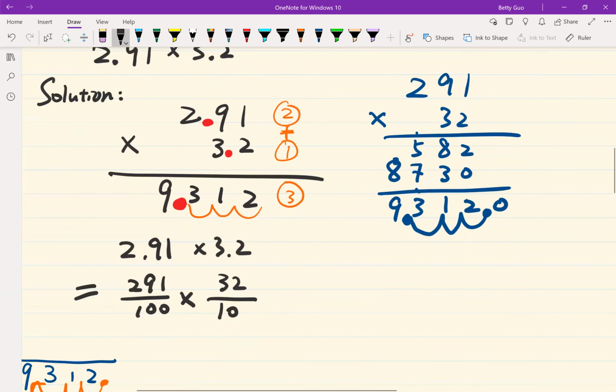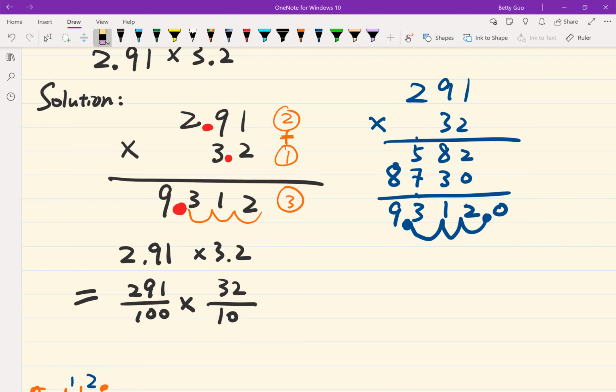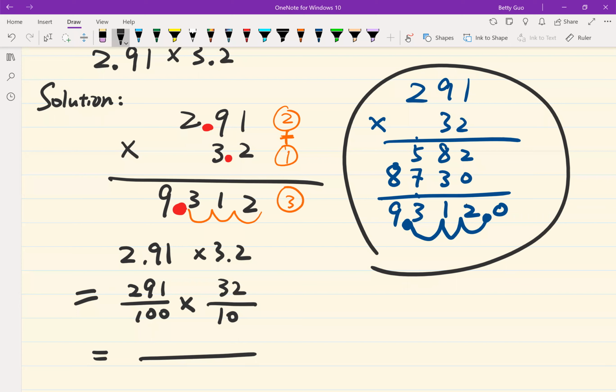Let's see, how do we multiply fractions? We learned how to multiply fractions, but here, do not apply my rules, okay? We do not go vertical, diagonal. In this case, we are just going to multiply across. 291 times 32, we did that already here. We get 9,312. Denominator, 100 times 10. What is 100 times 10?